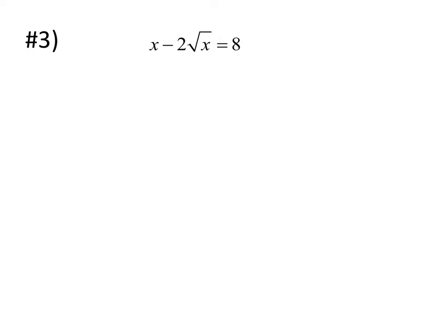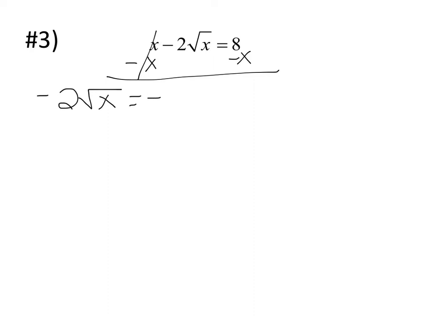Number 3 says x minus 2 square root of x equals 8. Now, in order to be able to get rid of the radical, I have to isolate it. So I'm going to go ahead and subtract x from both sides, leaving me negative 2 square root of x is equal to negative x plus 8. All right. I'm going to go ahead and square both sides to get rid of the radical.